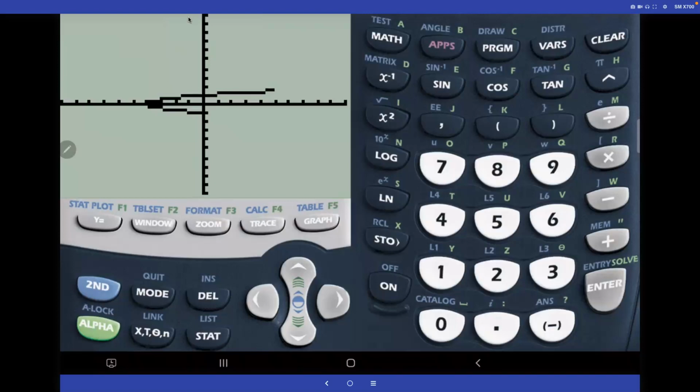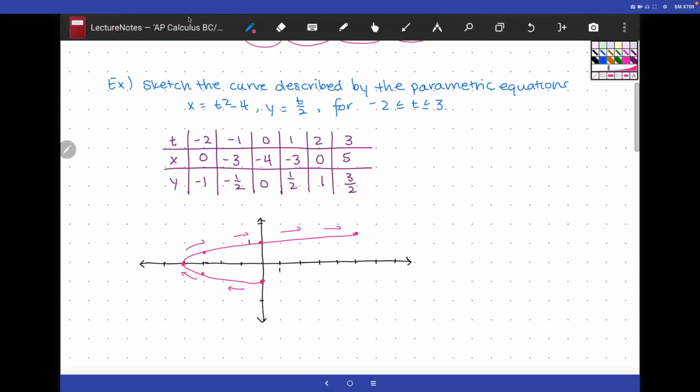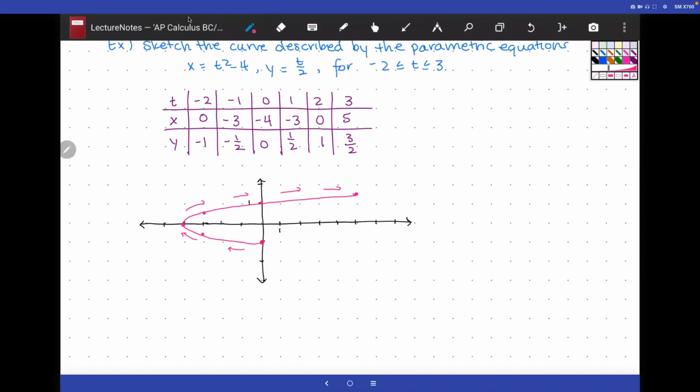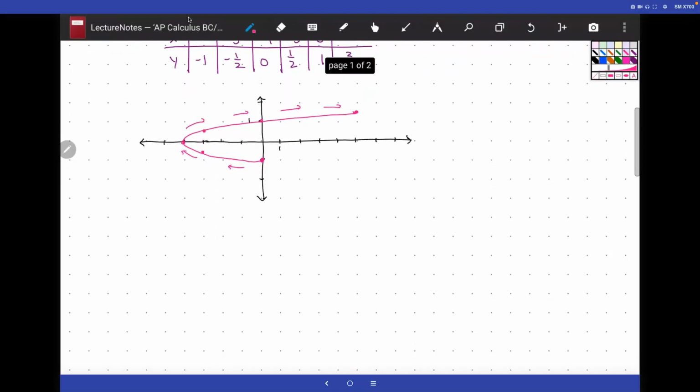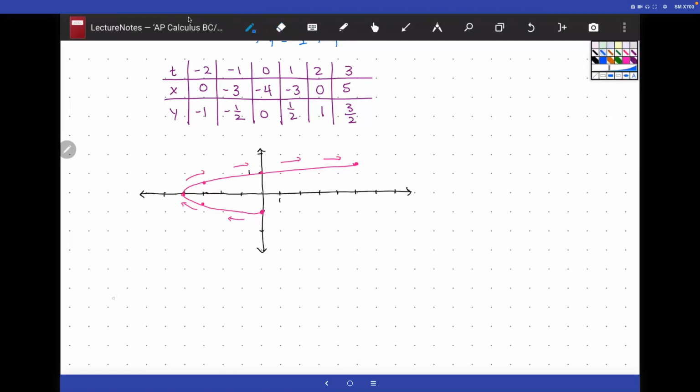Alrighty then. Let's keep playing with these things a little bit. I'm going to go back to our notes now. I'm going to give you guys a slightly different equation that I want you to draw. You guys try this one on your own. Let me line it up. Sketch.